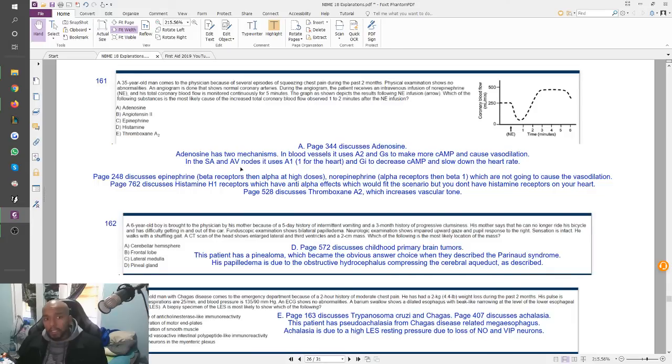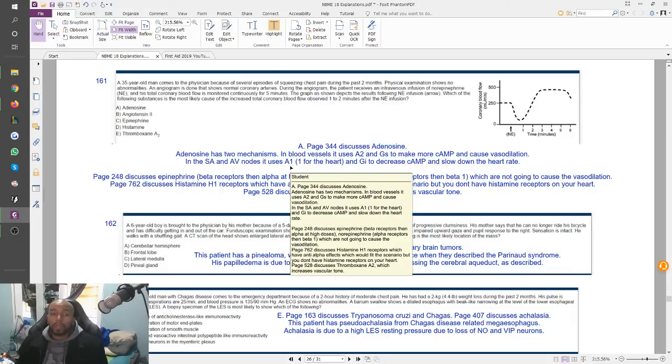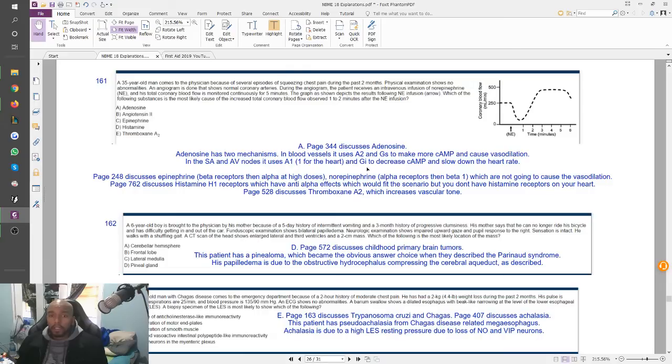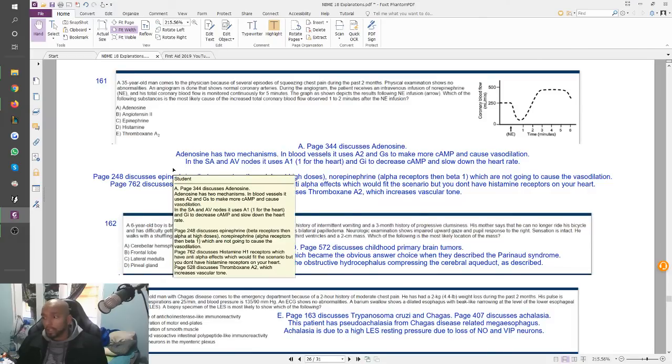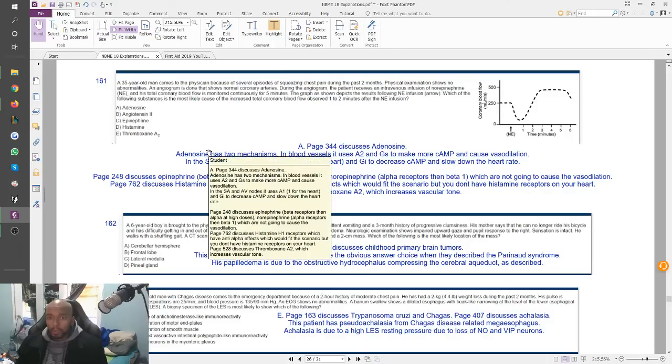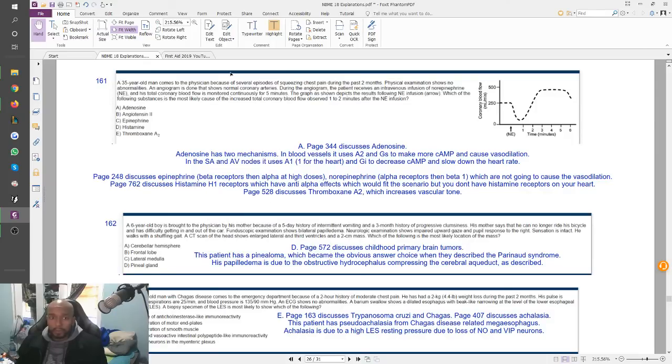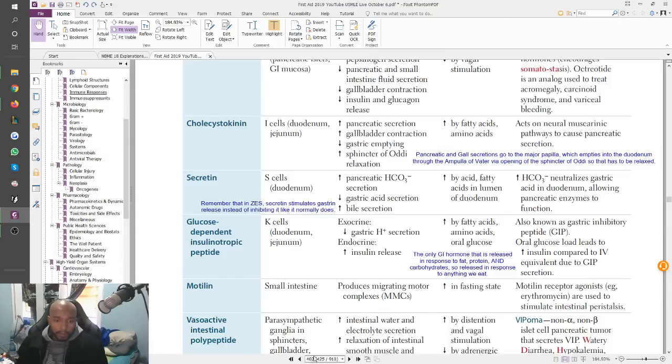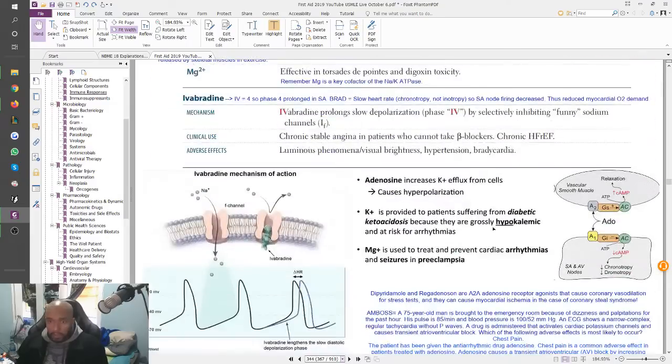In the SA and AV nodes, it uses the A1 receptor and GI to decrease cyclic AMP and slow down the heart rate. So since it has two different mechanisms of action in two different places, it makes for a great medication to ask questions about. Okay, so you want to make sure you remember that. I think I talked about it in good depth when I did cardiac pharmacology. There's also a picture right here, right?